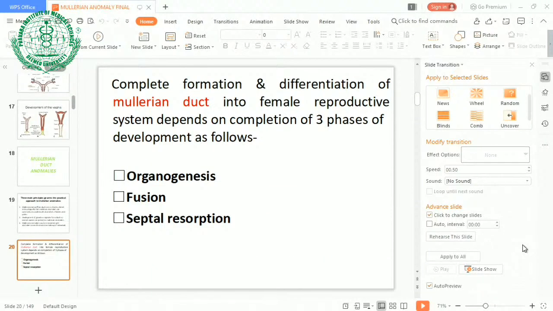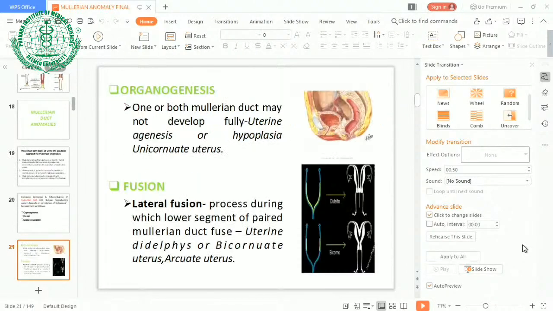Complete formation and differentiation of Mullerian duct into female reproductive system depends on completion of three phases of development as follows: organogenesis, fusion and septal resorption. Organogenesis: one or both Mullerian ducts may not develop fully, so it may result in uterine agenesis or hypoplasia or unicornate uterus. Fusion, lateral fusion, is the process during which lower segment of paired Mullerian duct fuse together.